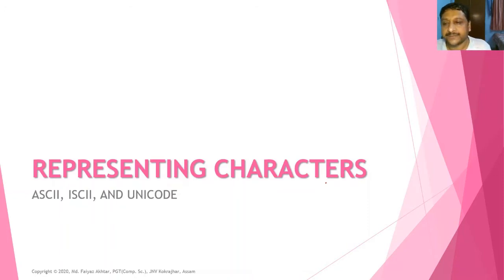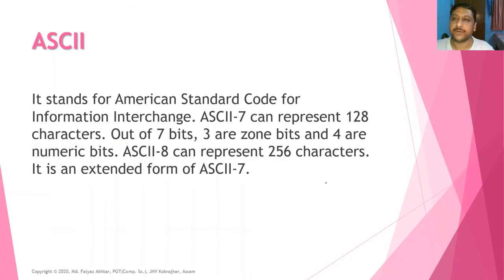Okay, there are 3 different types of coding which are used universally, that is ASCII, ISCII and Unicode. First of all, we will learn ASCII. It stands for American Standard Code for Information Interchange. Note down, this abbreviation always comes in examination, so you have to remember this, learn this by heart, what is the full form of ASCII? American Standard Code for Information Interchange.